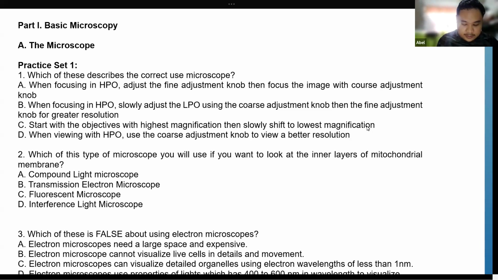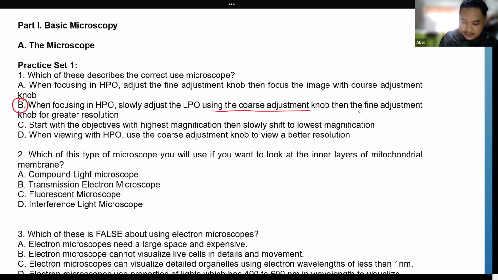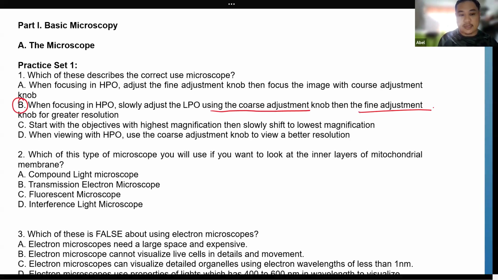Let's try now to discuss number one. Which of these describe the correct use of microscope? For number one, the answer here is letter B. When focusing in HPO, slowly adjust the LPO using the coarse adjustment knob first, then the fine adjustment knob. Again, LPO is for coarse adjustment and the HPO is for fine adjustment.